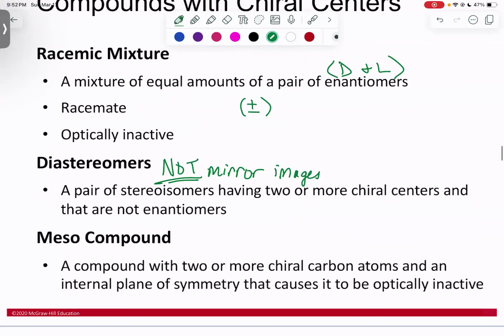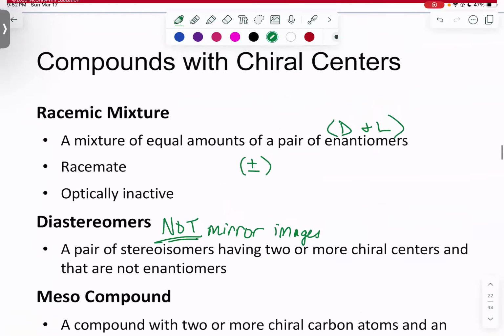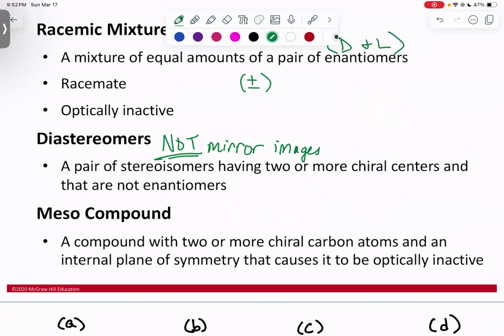Then you can have meso compounds. Meso compounds have to have 2 or more chiral carbons and an internal plane of symmetry, which is really kind of weird. And I'm going to show you what that is below.